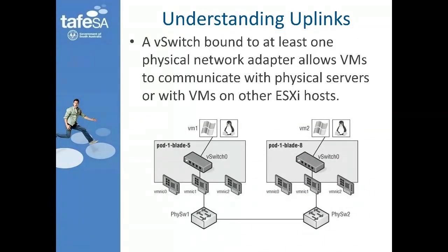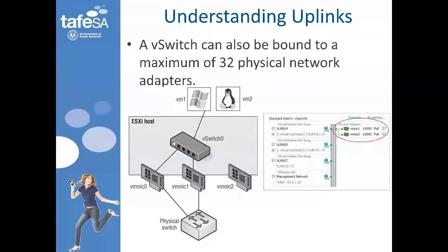Understanding uplinks. A vSwitch or virtual switch bound to at least one physical network card allows for the virtual machines to communicate with the physical servers or VMs on another ESXi host. So because these are on physically 2 different hosts, you can't use an internal network, can you? You must go through the physical network to talk to the other virtual machines.